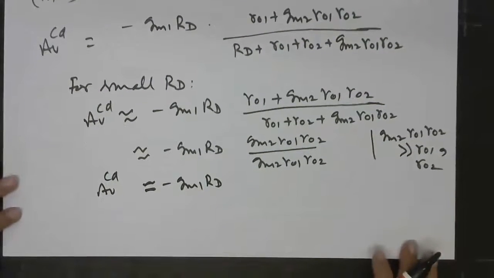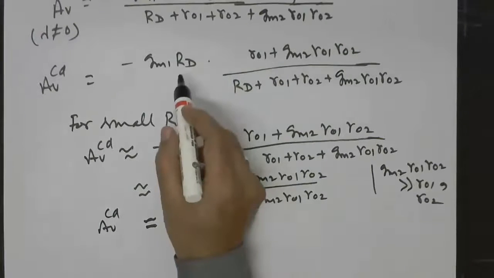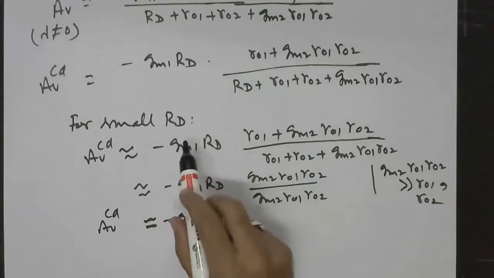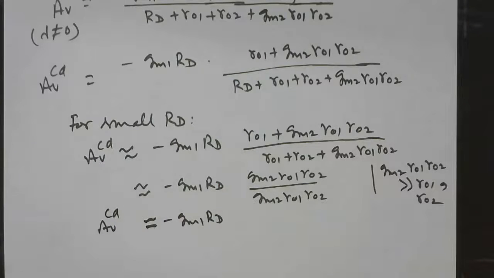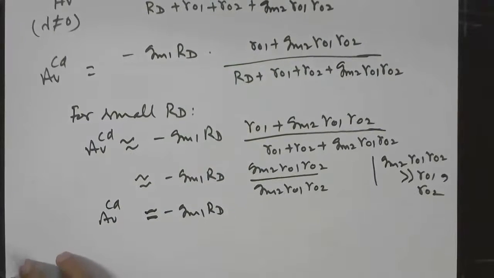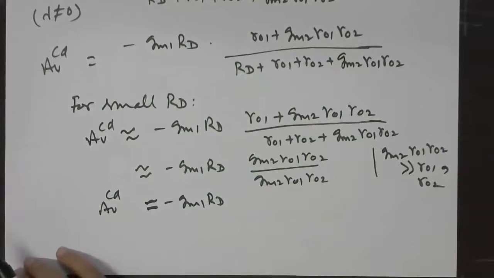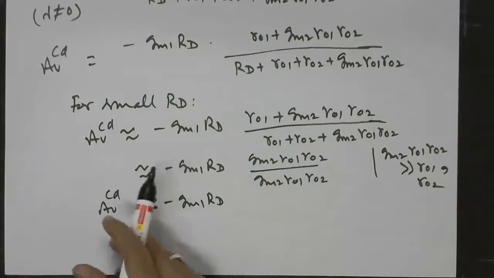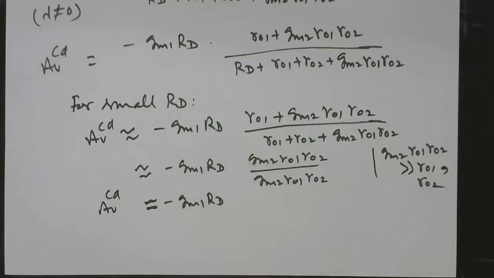So we see that when RD is very small, in that case, the cascode configuration does not offer any advantage in terms of voltage gain. So it says that if you want to use an amplifier where RD is small, then don't use cascode. You will not get any advantage. It will only increase the circuit size.